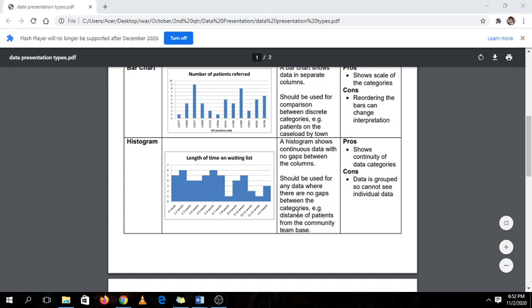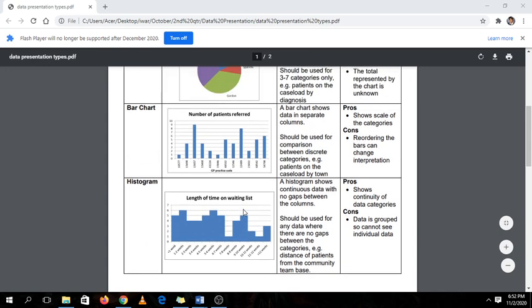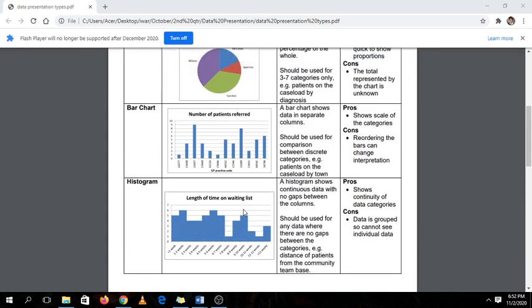Example, the distance of patients from the community team base. So there must be no distance in between. Okay, usually in your statistics, ang mga LCB na bala and GCB, amo na siyang ginabasihan sa inyong histogram. Ang minus 0.5 and plus 0.5.